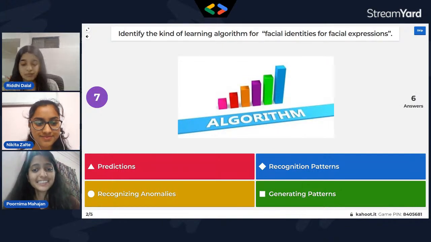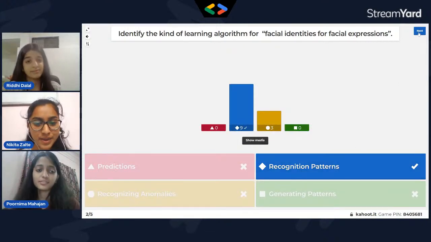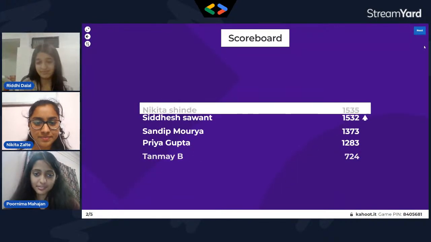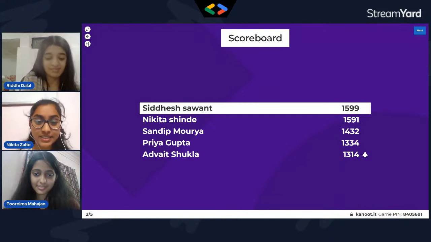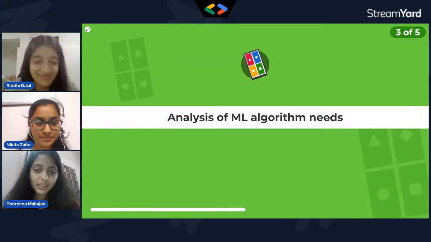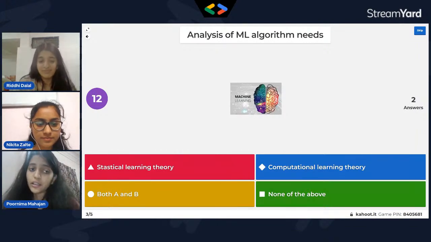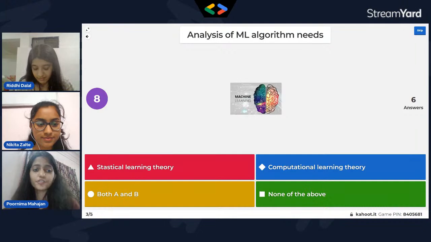Come on, guys. Yes, so the answer is recognition patterns. Let's see the scoreboard. This time Siddhesh Sawant is leading, followed by Nikita Shinde, Sandeep Maurya, Priya Gupta, Advait Shukla. Not bad, guys. Moving to our next question. Analysis of ML algorithm needs statistical learning theory, computational learning theory, both A and B, or none of the above. It's too simple.